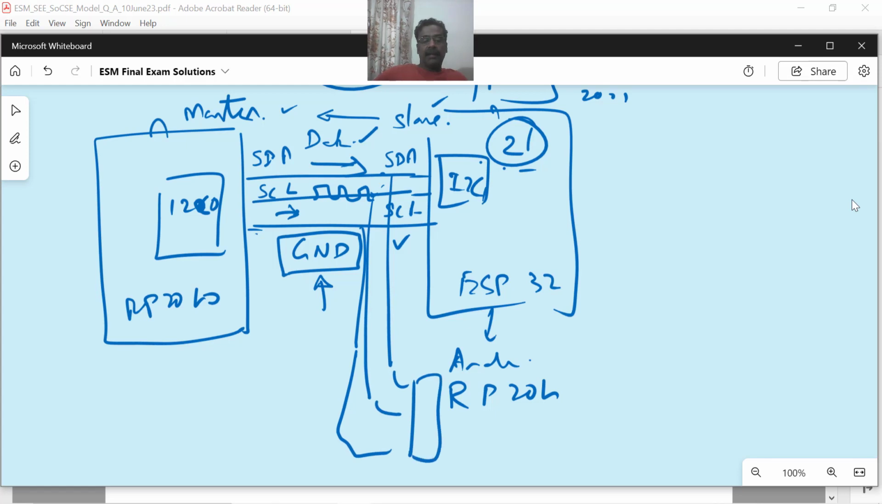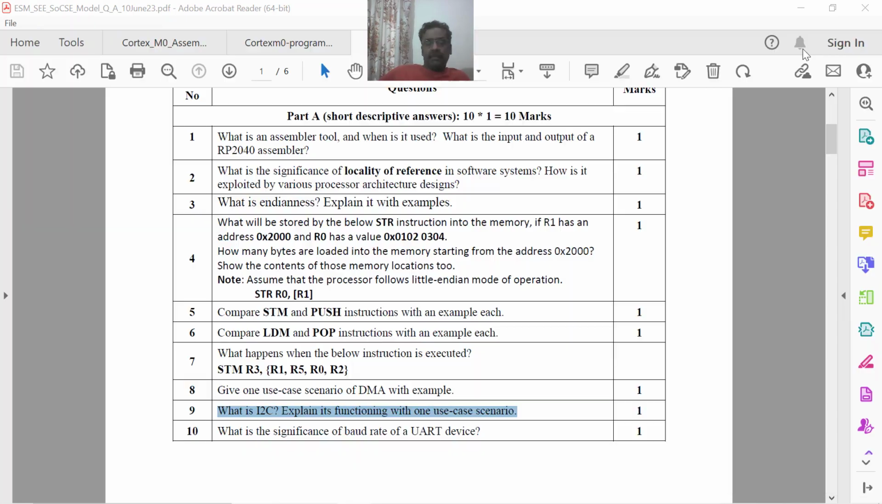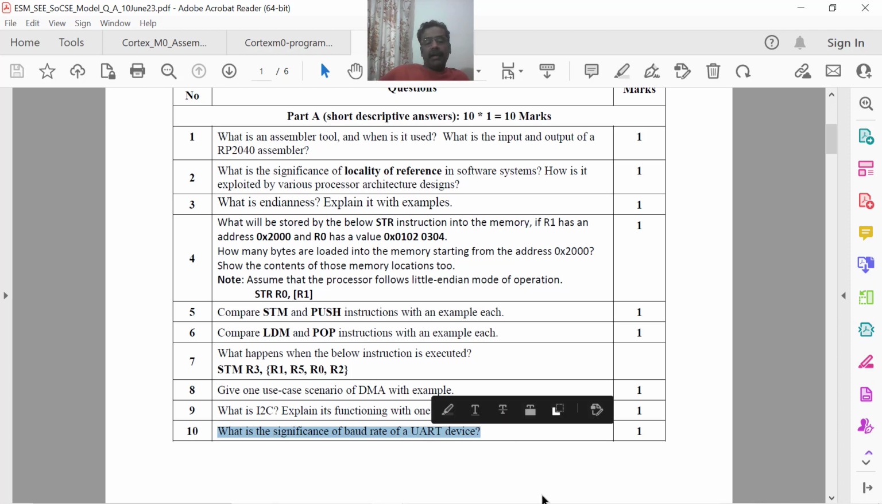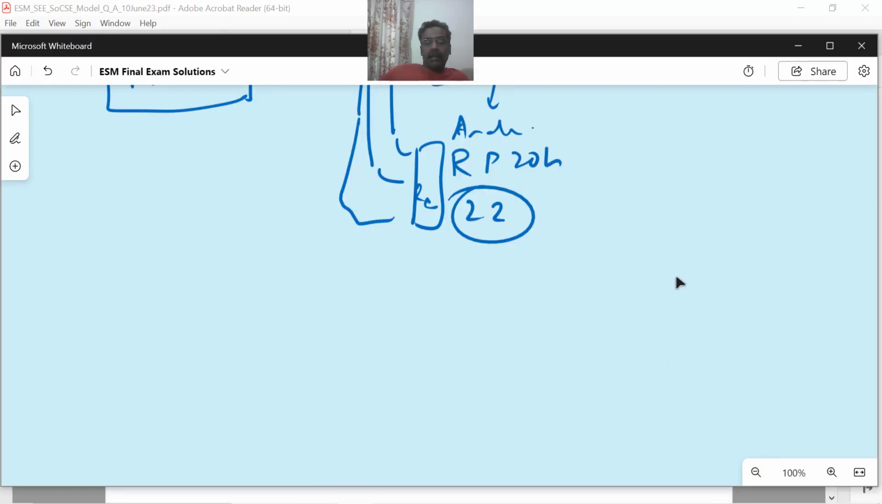Another I squared C device can be connected, having another slave number on the same I squared C network. That's it. So show a simple diagram and then explain it in one word. Now, what is the significance of baud rate in your device? Very simple. I have already explained it to you.